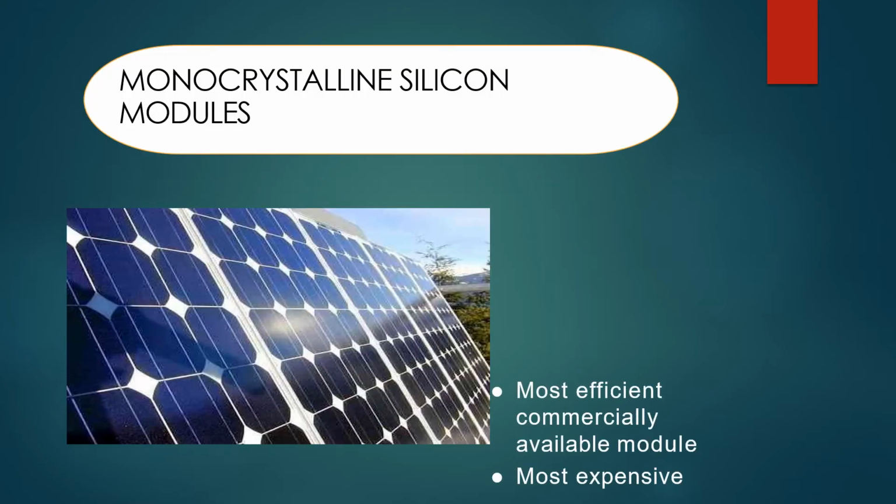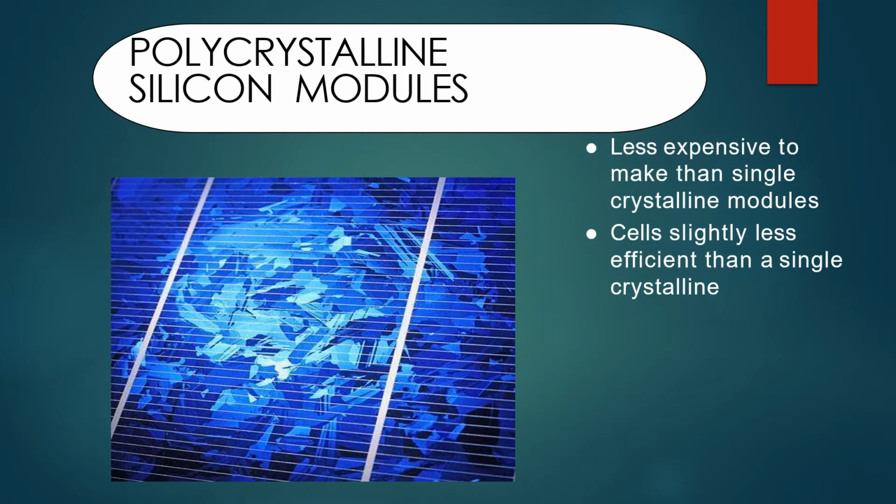One is the monocrystalline silicon module. They are commercially available modules. The main advantage of the monocrystalline panel is its higher efficiency, and they are the most expensive one. The second one is the polycrystalline silicon module. They have lower efficiencies than monocrystalline options, but the advantage is a lower price point.